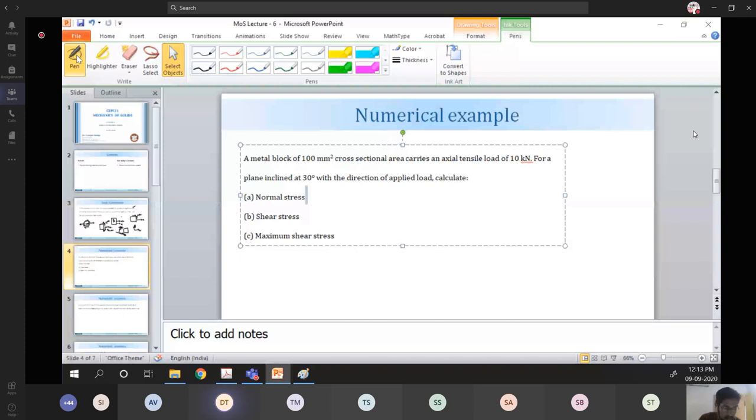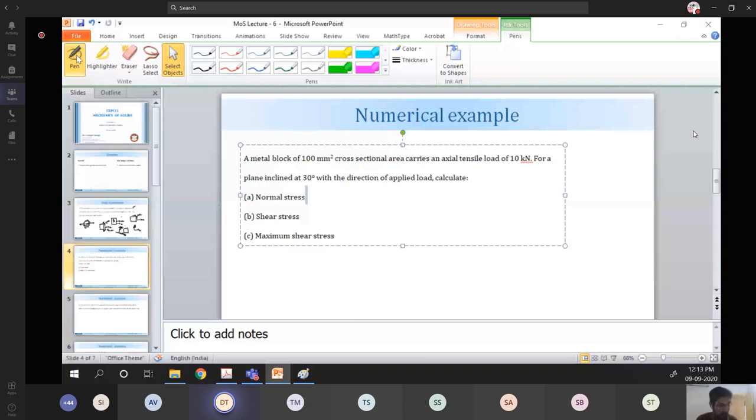Did you get the answer? What is the value for theta? 60 degrees, sir. Yeah, it is 60 degree. Okay, how did you get 60 degree? It is inclined with the load at 30 degrees. So with the plane, with the horizontal, it will be 60 degrees. So theta will be 60 degrees.